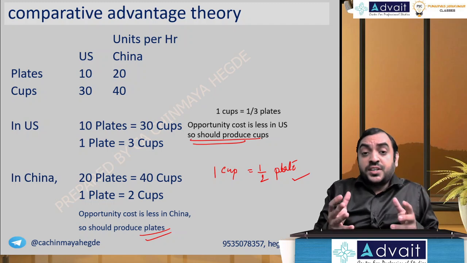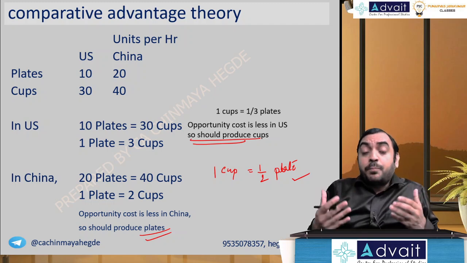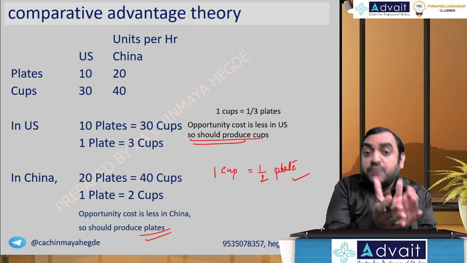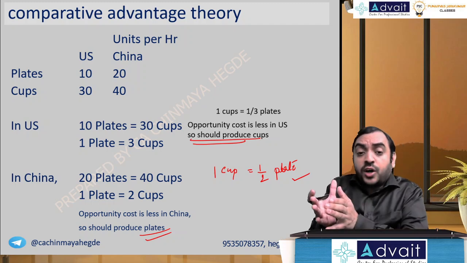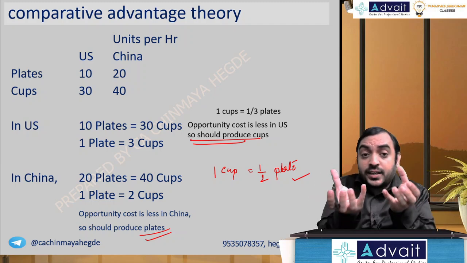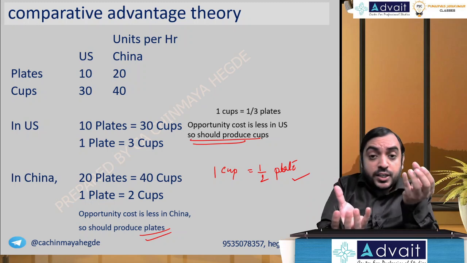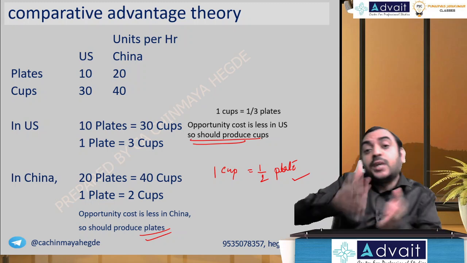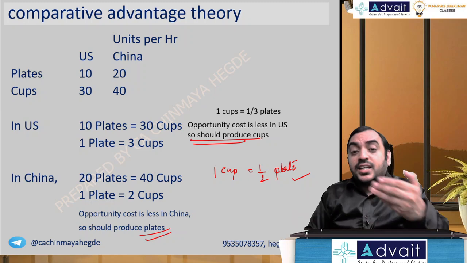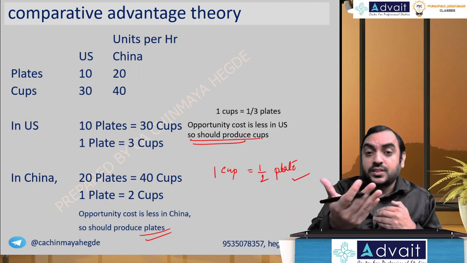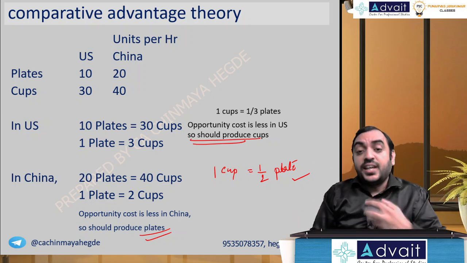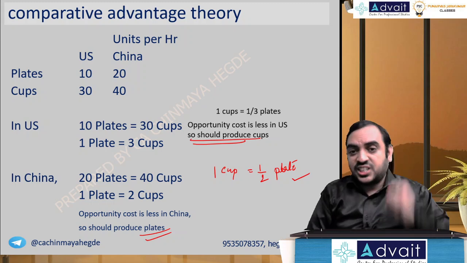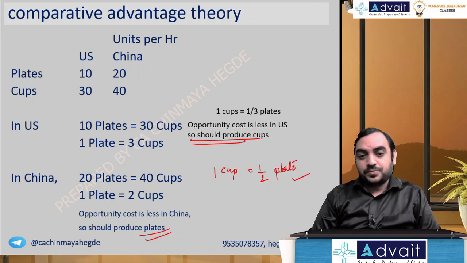So what is this opportunity cost? What is advantage? Relate comparative advantage. Not the time for plate, not the time for cups. Relative advantage, comparative advantage. If you compare plate in terms of cups, not in terms of hours, relatively, comparatively, whichever is less costly, that should be produced.